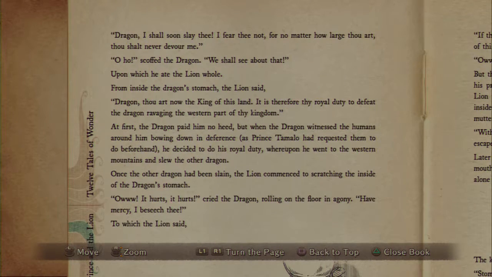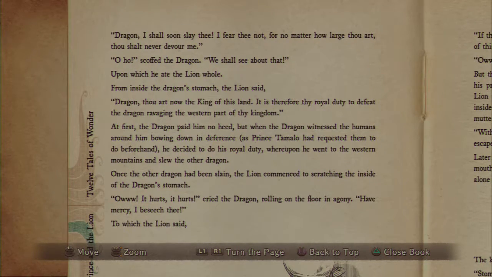From inside the dragon's stomach, the lion said, "Dragon, thou art now king of this land. It is therefore thy royal duty to defeat the dragon ravaging the western part of the kingdom." At first, the dragon paid him no heed, but when the dragon witnessed the humans around him bowing down in deference, as Prince Tamalo had requested they do beforehand, he decided to do his royal duty, whereupon he went to the western mountains and slew the other dragon.